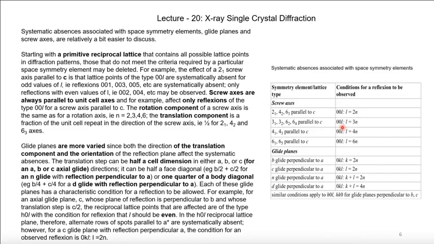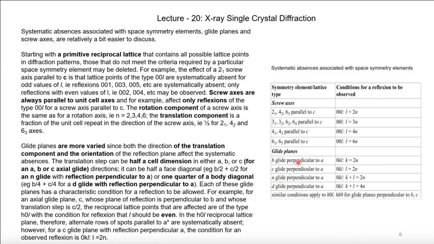The condition here is L is equal to 2N. If it is this type of screw axis, a four-fold screw axis parallel to C, the condition should be 4N. And for a six-fold screw axis parallel to C, the condition should be 6N. 00L, 6N. Glide planes, we do have B glides, C glides, N glides, D glides.